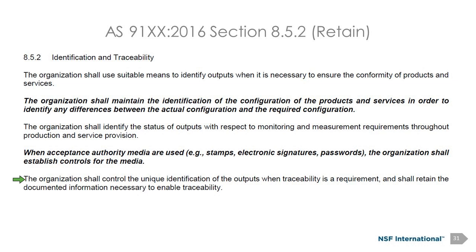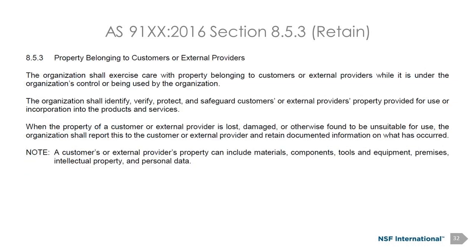The organization shall control the unique identifier of the outputs where traceability is a requirement. So there's the where applicable qualifier, and shall retain documented information necessary to ensure traceability. So that can be to the tool, to the operator, to the part numbers, to the lot numbers, to the serial numbers associated with what was put into it or what was used to assemble, test, verify, validate the item. We're going to have evidence to show that it was done the way we said we were going to do it. Next clause is 8.5.3, property belonging to external providers.